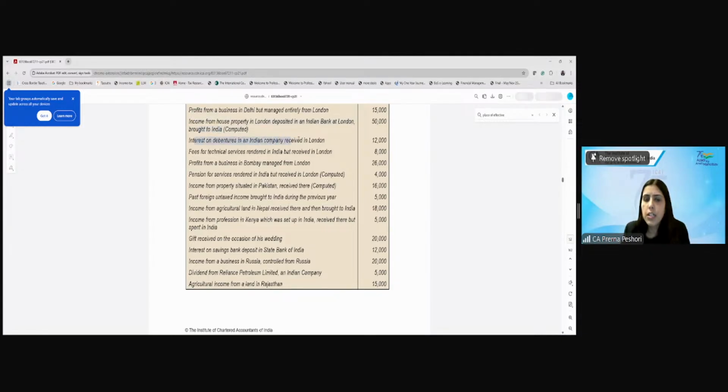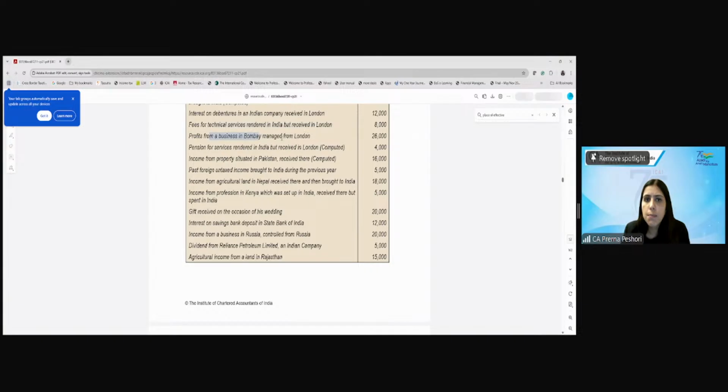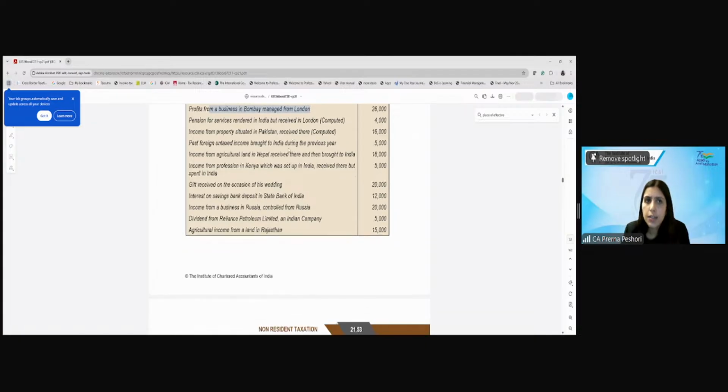Interest on debentures in an Indian company received in London. Three cases taxable, ma'am. Correct. Fees for technical services rendered in India received in London. All the cases taxable. Correct. Profits from business in Bombay managed from London. All the cases taxable in India.